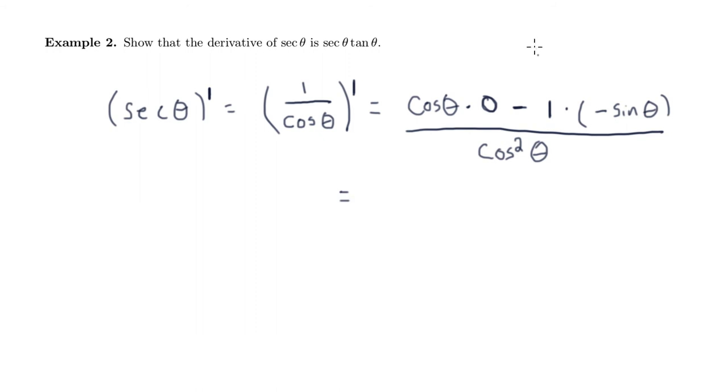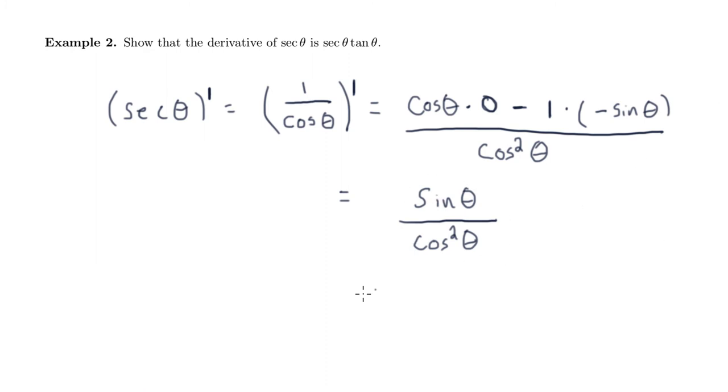Okay, so this is 0 minus 1 times negative sine theta. But the minus minus becomes a plus. So this is sine theta over cosine squared theta. And we're done, but the question is just to show that the derivative is secant theta tan theta. So somehow this must be the same as secant theta tan theta.